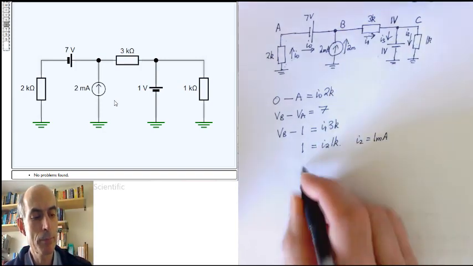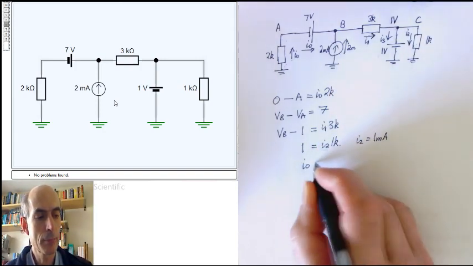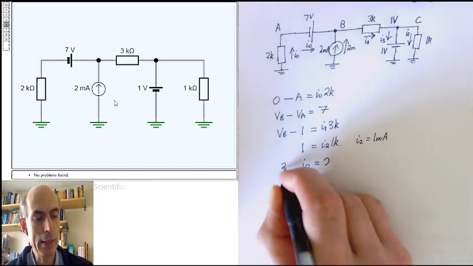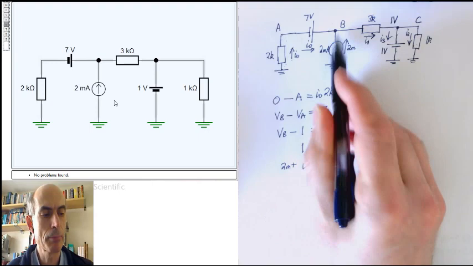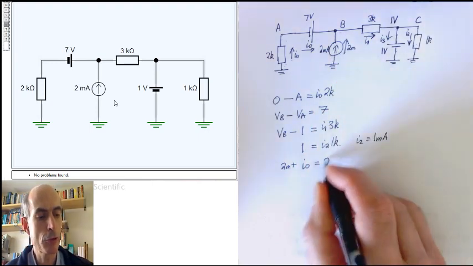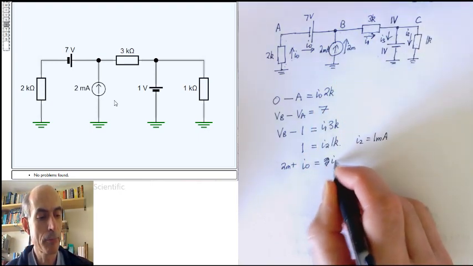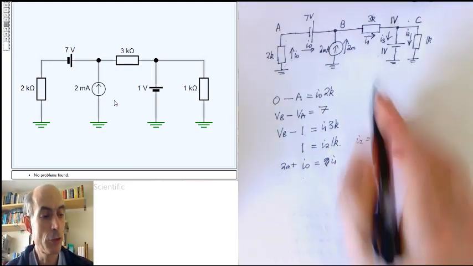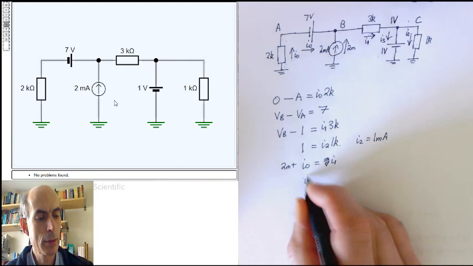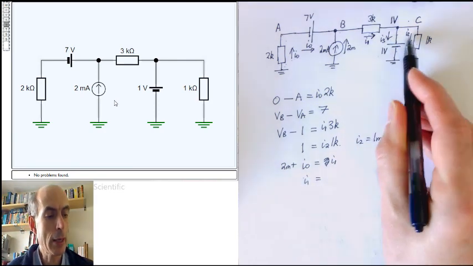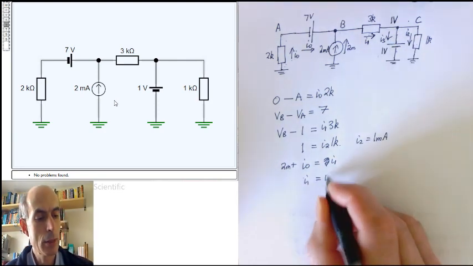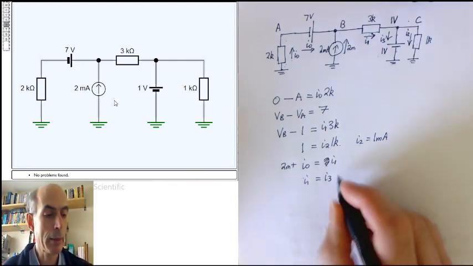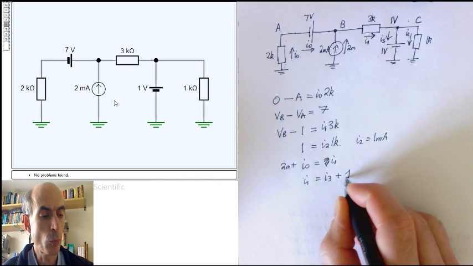At node B, the total current flowing in, I0 plus 2 milliamps, got two currents flowing in, is equal to the total current flowing out, which is I1. And for node C, the current flowing in is I1, and the total current flowing out is I3 plus I2. We've just worked out that I2 is 1 milliamp, so I could just write that as 1 milliamp.